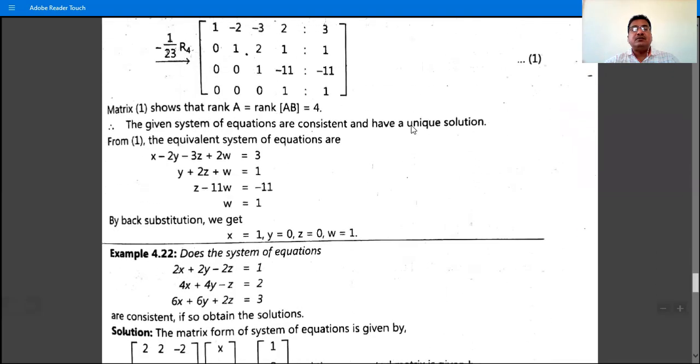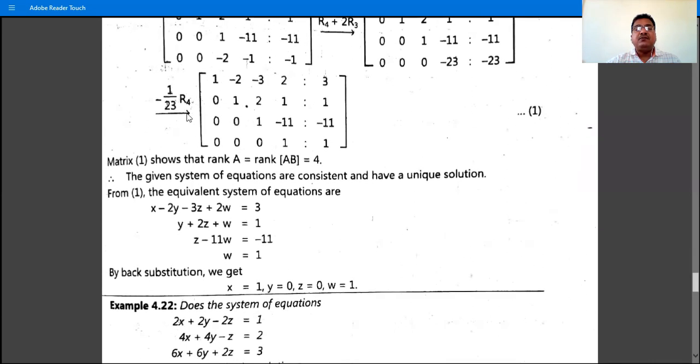Because we know that a non-homogeneous system is consistent if rank of A and rank of AB are equal, and if this number is equal to the number of variables in that system, then the system has a unique solution. Therefore this system has exactly one solution, and we have to find it. So from the echelon form of the augmented matrix, we have to rewrite the system.